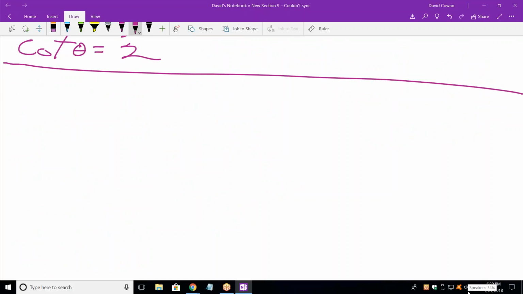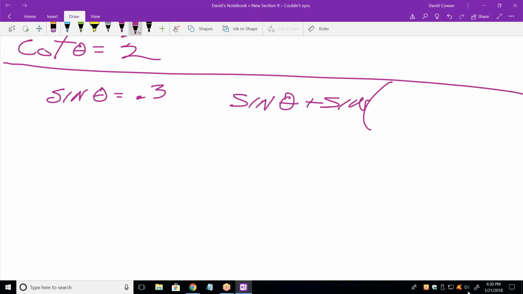So it's if sine of theta is 0.3, find sine of theta plus sine of theta plus 2 pi, plus sine of theta plus 4 pi. Like this? And then the next one's just sine of theta plus 4 pi. Yep. Okay.